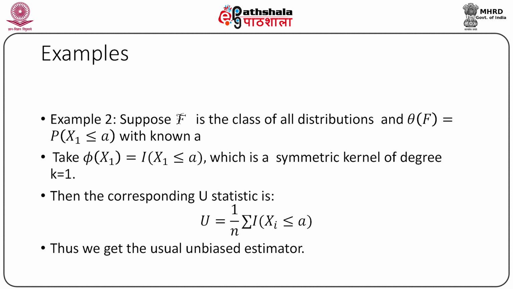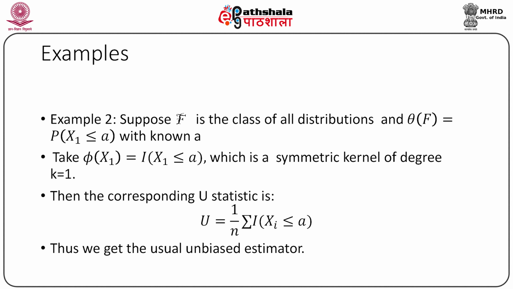Observe that theta f can be looked upon as the expected value of indicator x1 less than or equal to a. Therefore, by analogy with the previous example, we can set the kernel as phi x1 equal to indicator x1 less than or equal to a. Then phi is symmetric and of degree 1.